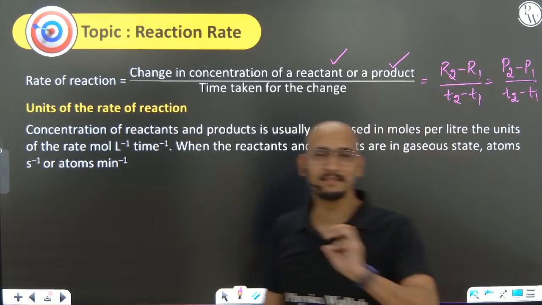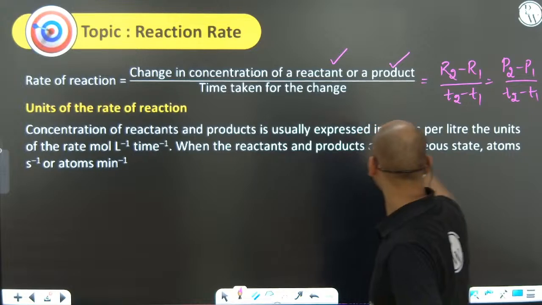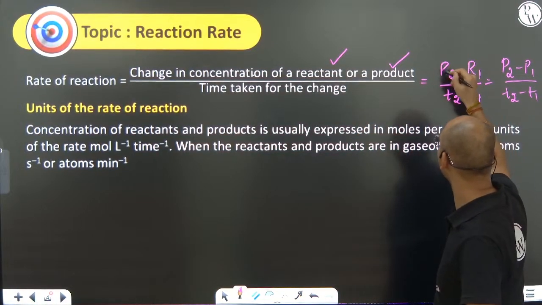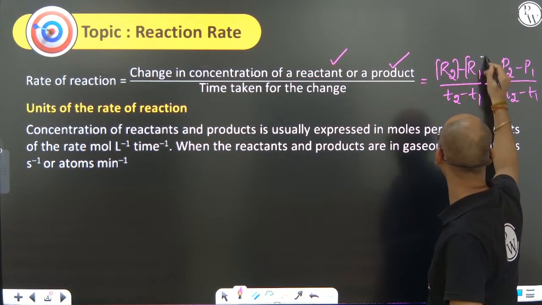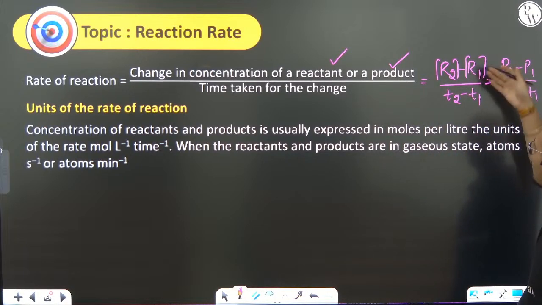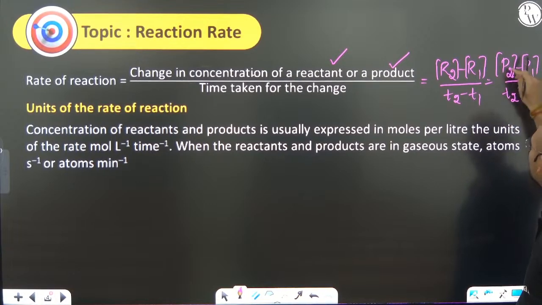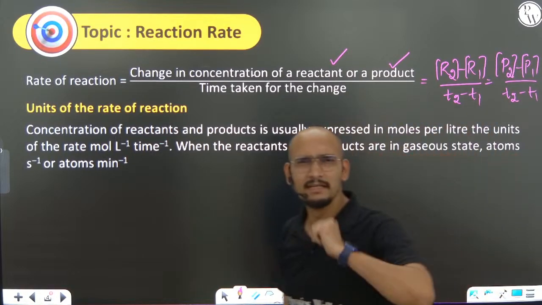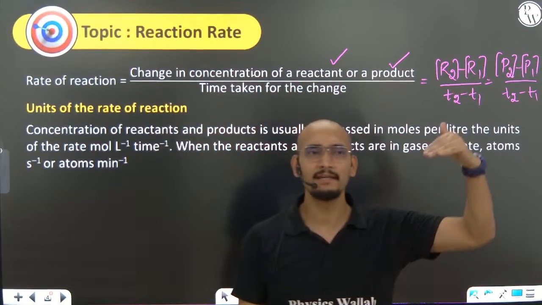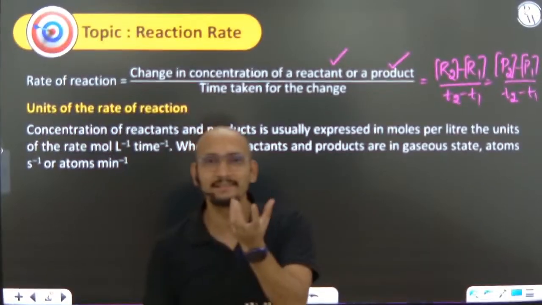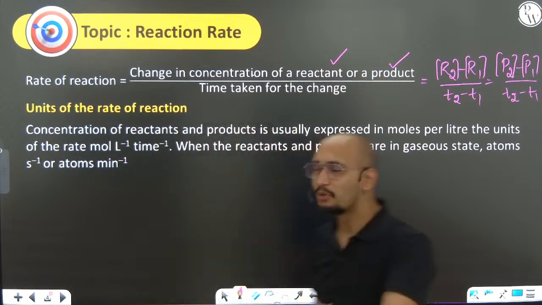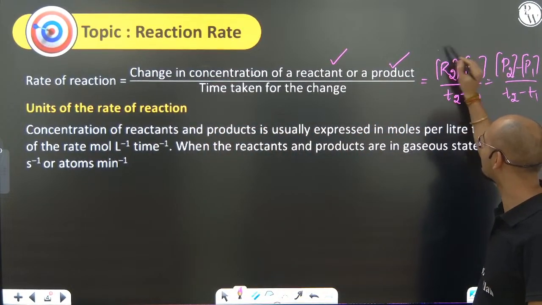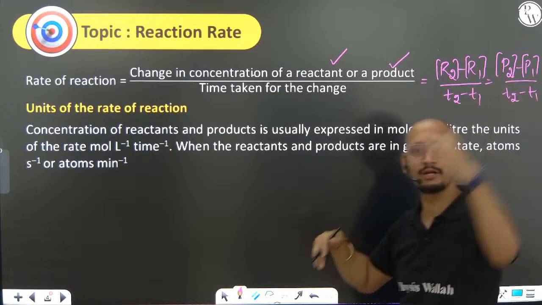R2 is nothing but the concentration of the reactant at time t2, and R1 is the concentration of reactant at time t1. What is P2? It is the concentration of product at time t2, and P1 is the concentration of product at time t1. I hope it is very understandable. But we know that in any reaction the reactant is consumed, so its concentration will be decreasing. So in that case R2 will be less and R1 will be more, because initially it will be more and finally it will be less.